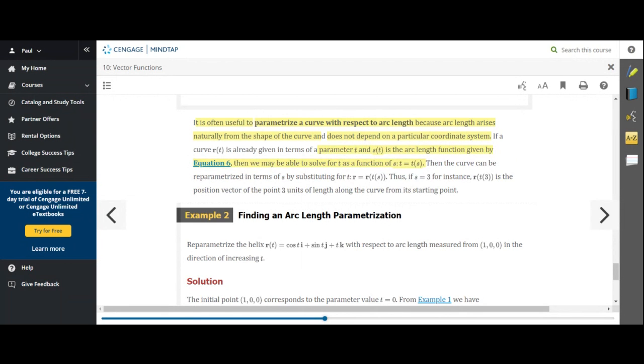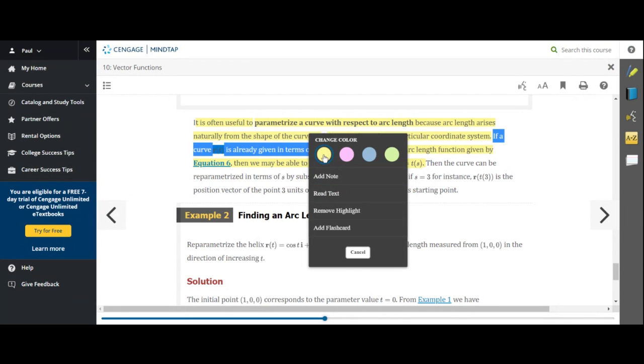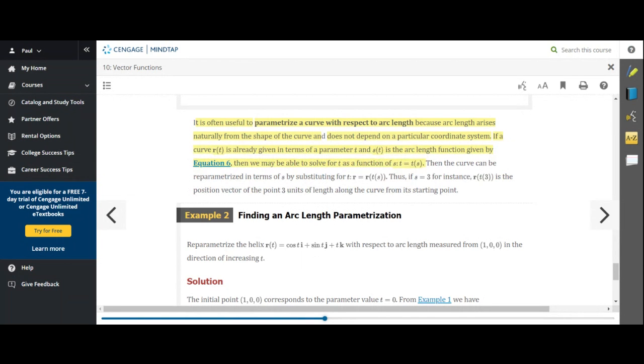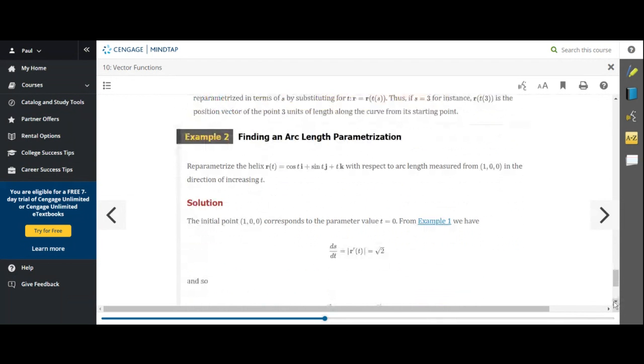So if the curve is already given in terms of a parameter t, and s of t is your arc length function, we may be able to solve for t as a function of s. Then the curve can be reparameterized in terms of s, and that would be your parameter. So you're basically expressing your space curve in terms of the parameter s, and s stands for arc length.